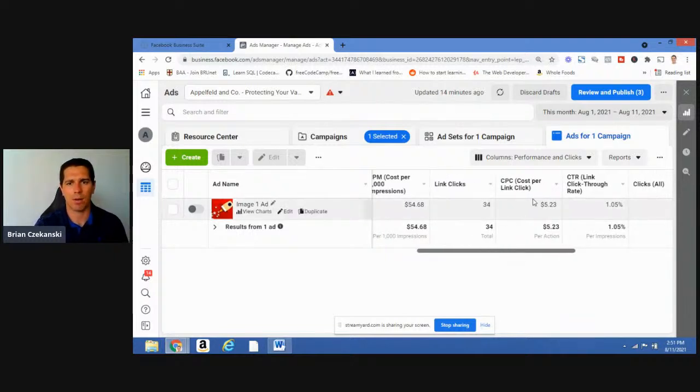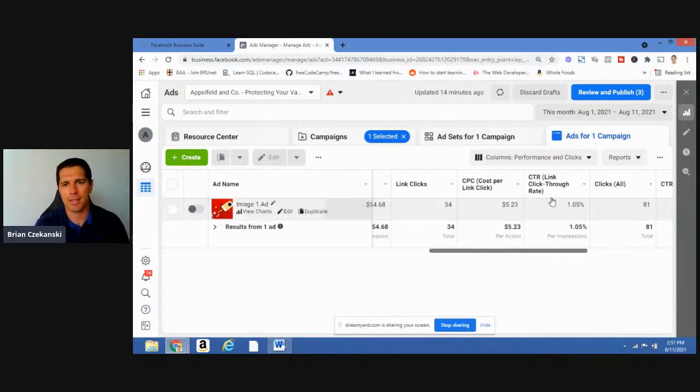CPC is just an indication of what your cost was per each of those link clicks. And this column right here is one of the first things that I look at. I'm going to look at the results, then the cost per result, and then one of the first columns I go to is the link click-through rate. Based on the number of people that were shown the ad, this gives you an indication of how many people actually clicked on that link, how many took the action I was looking for them to take. For this, the average metric is around 1%. So if it's above 1%, in this case, that's pretty good. That's an indication the ad copy is speaking to the audience.